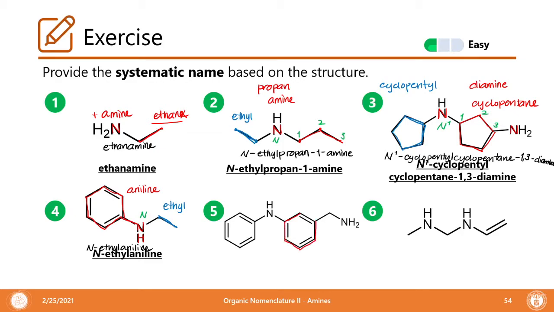Okay. And since it's connected to a nitrogen atom directly, we can designate this whole aromatic portion as aniline. Now, let's determine the substituent. So we have here a benzene ring, and a benzene ring as a substituent is phenyl.